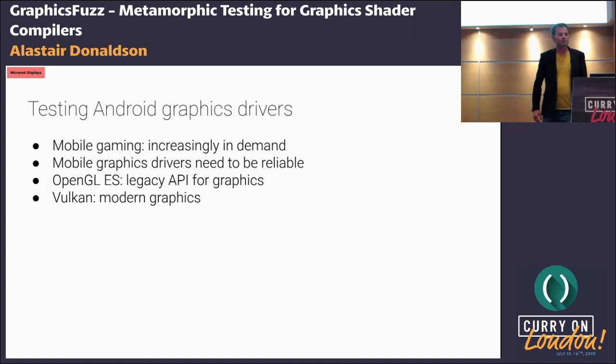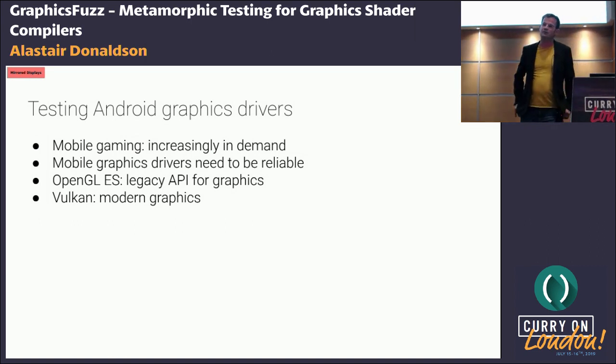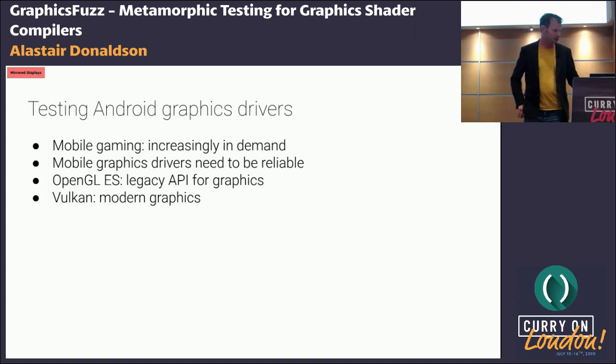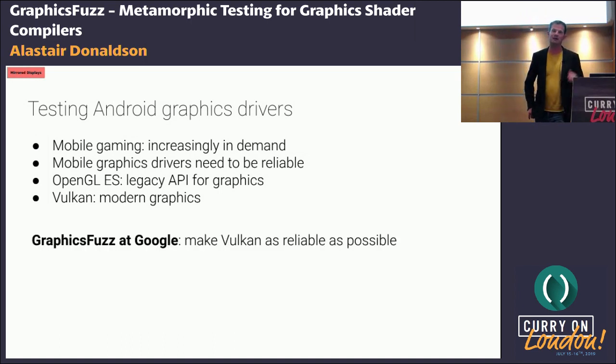So what are we doing with Google? Well, mobile gaming is increasingly in demand, and mobile graphics drivers therefore need to be reliable enough to run interesting games and interesting content. And I mentioned before there are these two main graphics APIs in the Android world, OpenGL ES and Vulkan. And OpenGL ES, although it's very widely used, it's somewhat legacy, and Vulkan is where we would like the future to be. So we are trying to make Vulkan as reliable as possible using GraphicsFuzz.